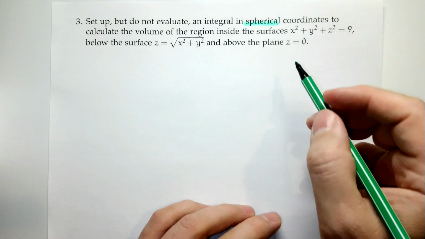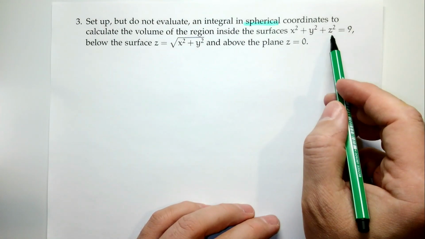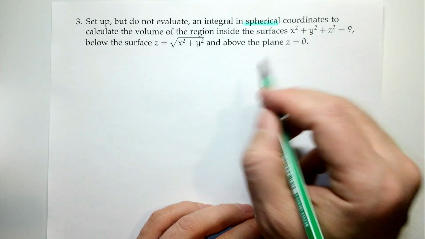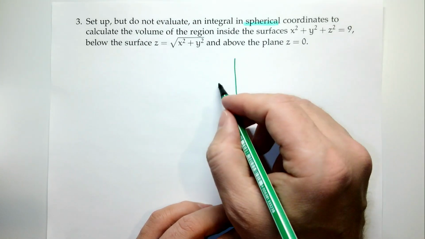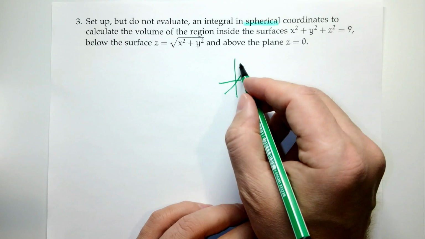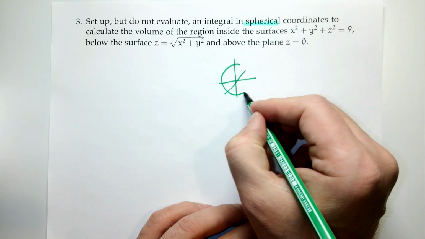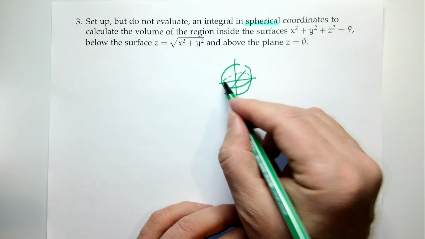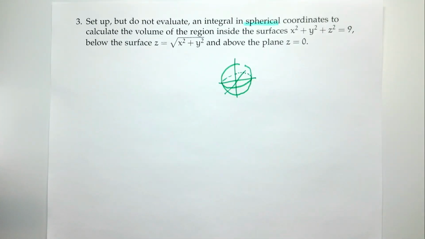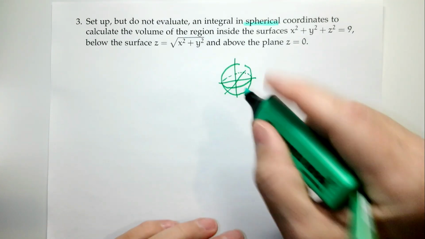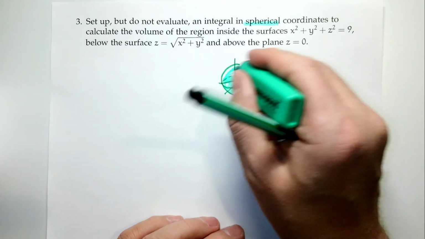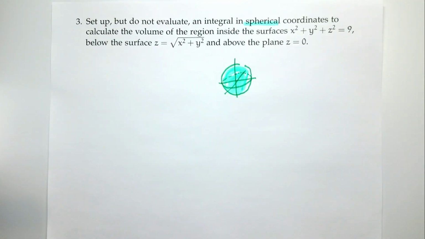So let's talk about this. We want to be inside this surface. Now this surface is actually a really easy surface. X squared plus y squared plus z squared equals 9. That's going to be a sphere of radius 3. So we just draw a sphere. We can even say more, it's a sphere of radius 3 centered at the origin. So that says be on the inside. All right, so we're inside our sphere. That's number 1.